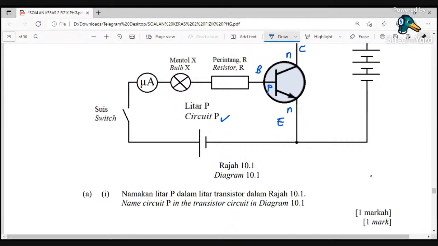So BE junction is connected to base circuit. So this one we call it base circuit. You can see B connect to B here. Ataupun letak tapak D base tapak. So ini base circuit.